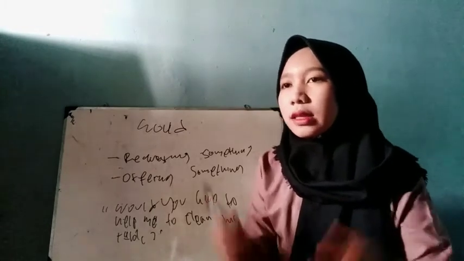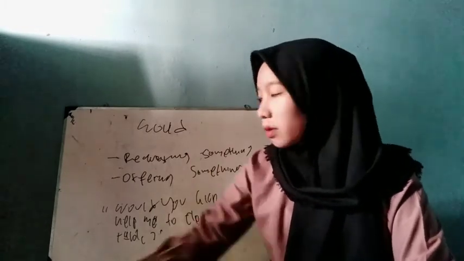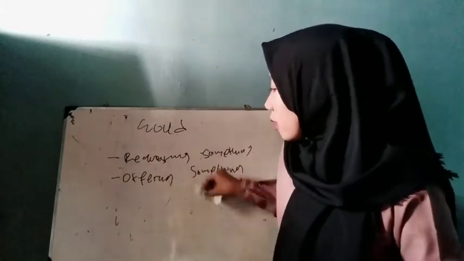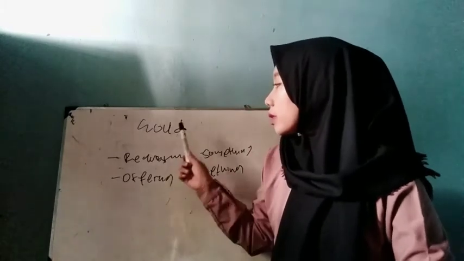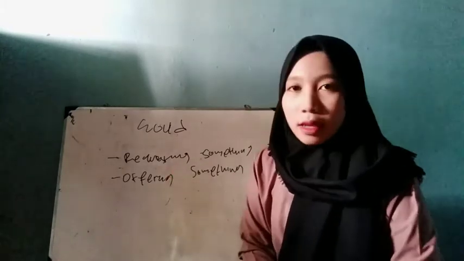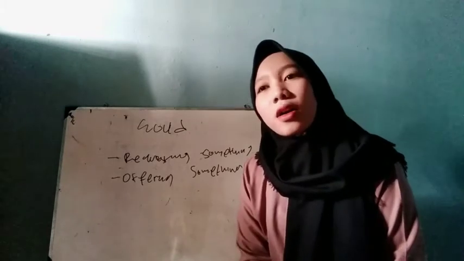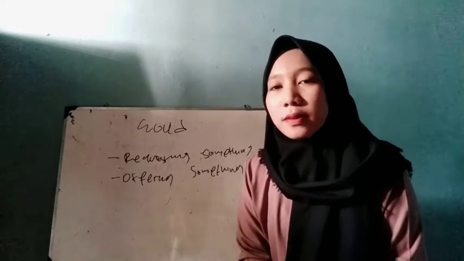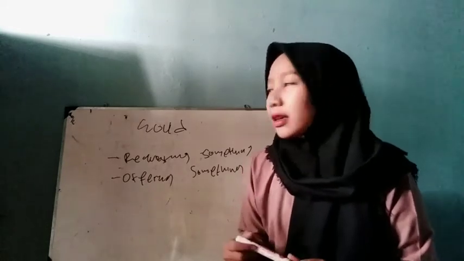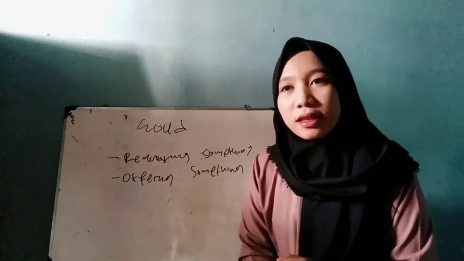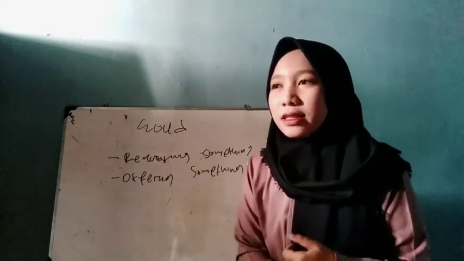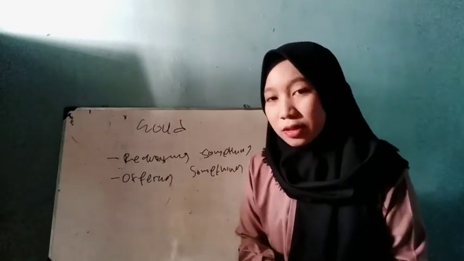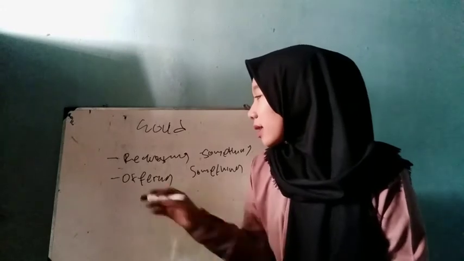You can think about any other example. Now you can state your opinion if you have another example of how we use would to express requesting something. Okay, Arjuna, you have any other opinion? Can you say it for us? Oh, you say, would you give me some money? Yeah, that's good. You can say it to your friends. Or if you want to ask money from your parents, you can say like that. The next one is offering something.